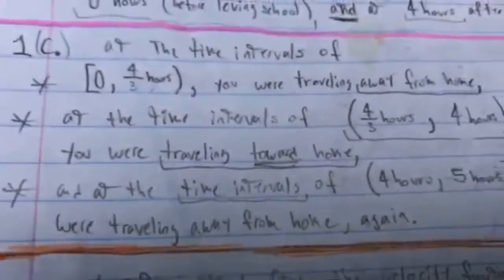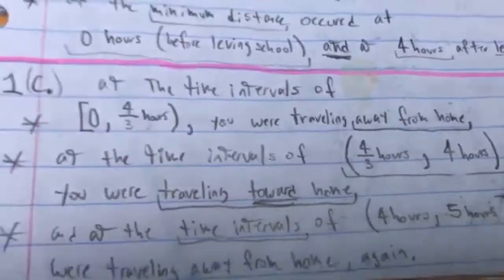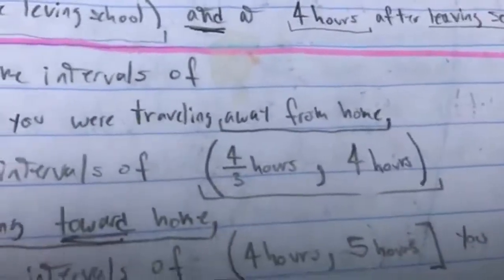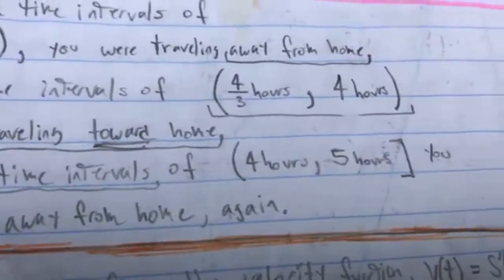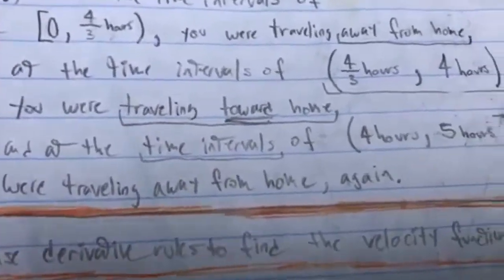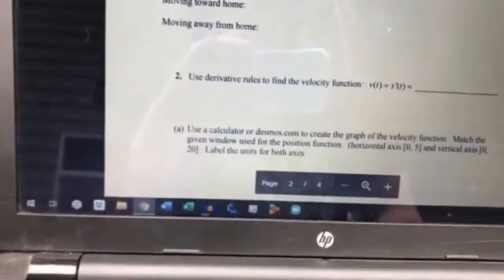You were traveling toward home. Is that time interval? No, wait. Yes. Traveling toward home. That time interval. And at the time intervals of 4 hours to 5 hours, you were traveling away from home again. Now, here, it's just question 1.